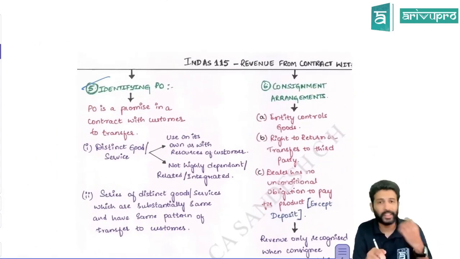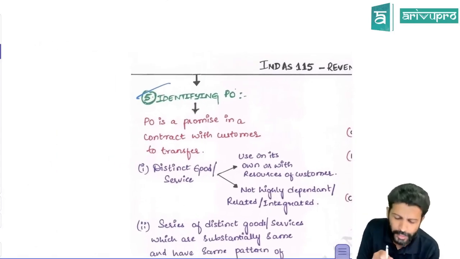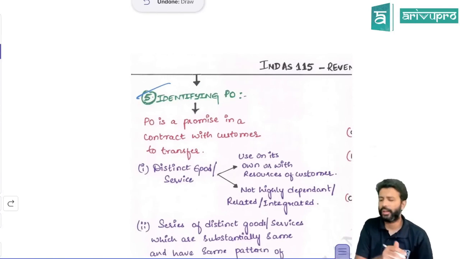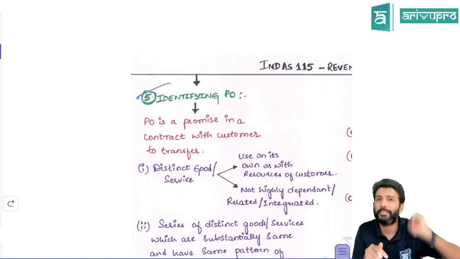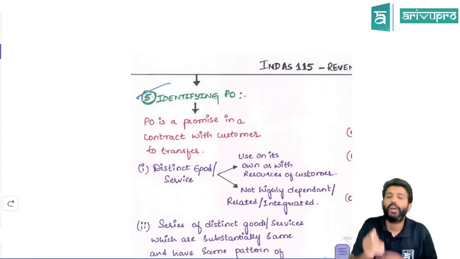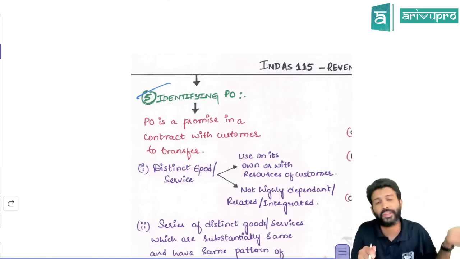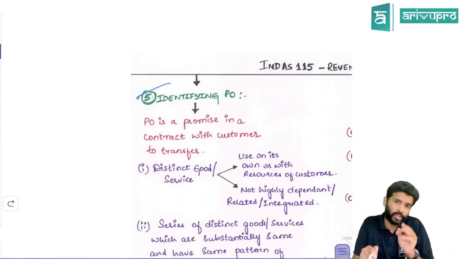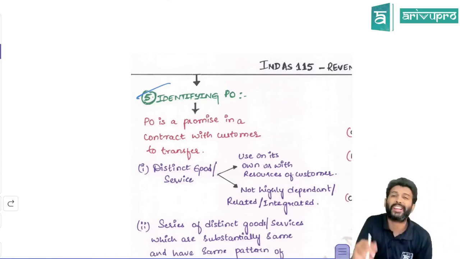Next step, sir. First, identifying the contract is over. Second one is identifying performance obligation. Performance obligation means what? Performance obligation is simply a promise made in the contract with the customer to transfer a distinct goods or service, or series of distinct goods or service which are substantially same and have the same transfer pattern to the customer.